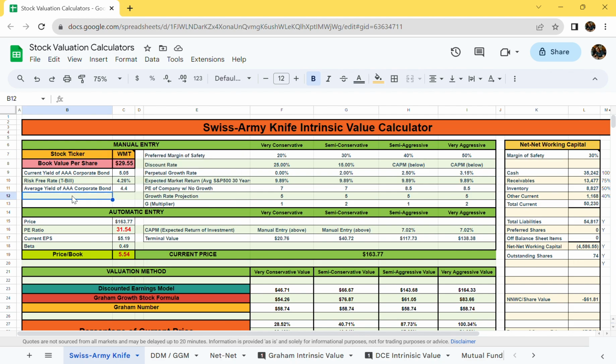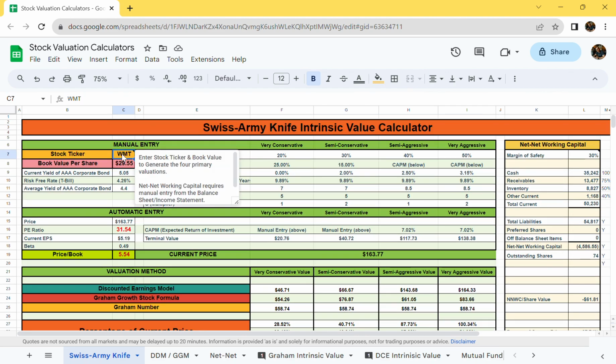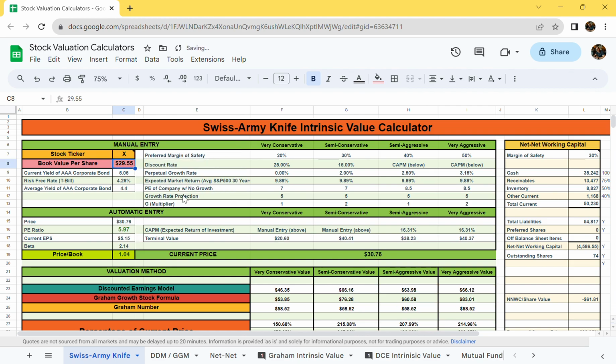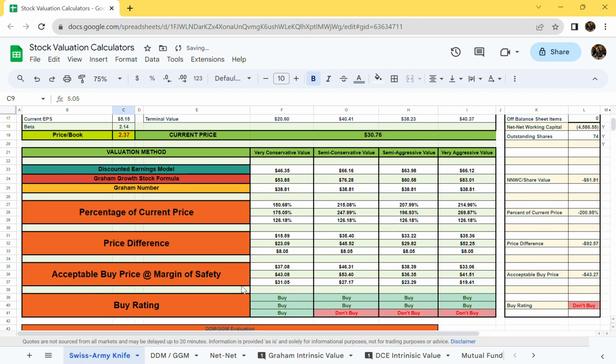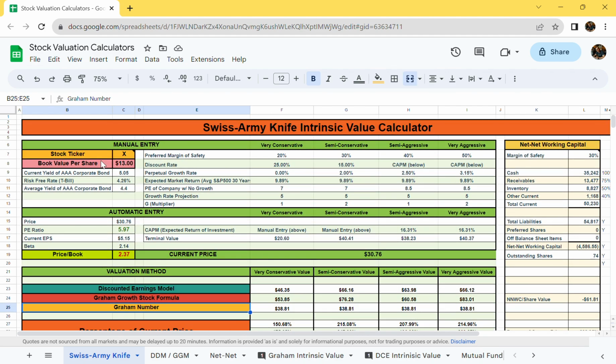So, of course, start here. Example, I used Walmart. It's showing don't buy. I could put in, let's say X, US Steel Corp. It's going to pull different stuff in. I have to manually enter a book value. Let's pretend it's $13. And that's going to tell me, oh, it's buy, except for don't buy in this case for the Graham number. So we're going to go back to Walmart.